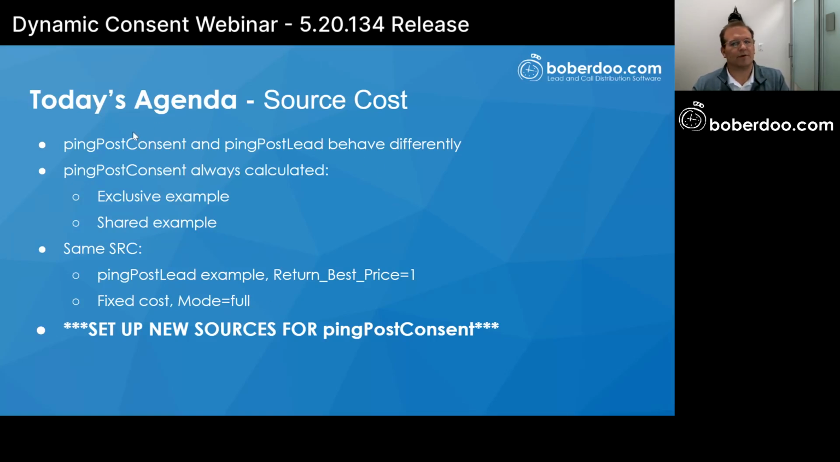And then that same source can be configured if they submit through the API ping post consent. That same source can have 3 different costs associated with it. We would strongly suggest that you set up new sources for ping post consent.